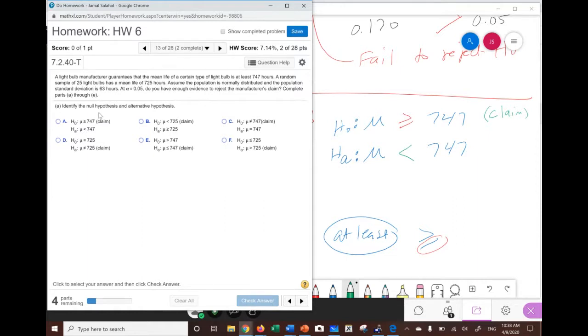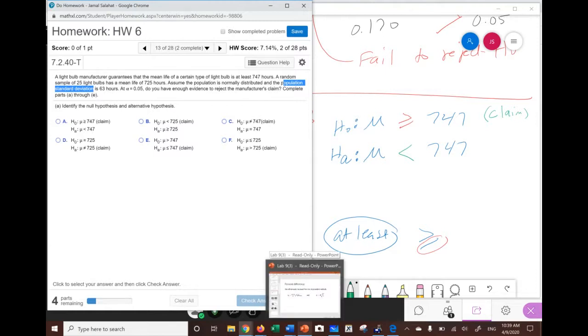By the way, let's read through the problem because it's very important in here. It says assume the population is normally distributed, which is good, and the population standard deviation is given. Notice that they told us the population standard deviation is 63. It means that sigma is known. Remember, because they said population. If they said assume the standard deviation without the word population, then it is a sample, and we use a different test. We call it a t-test.